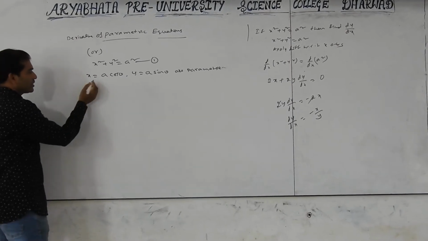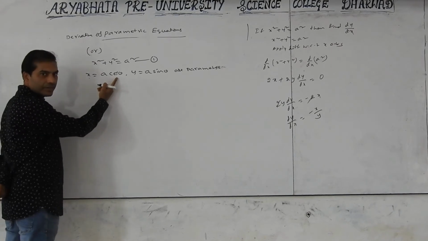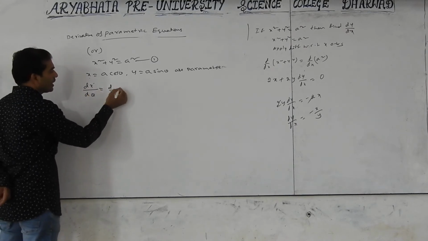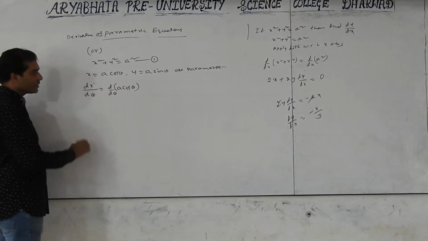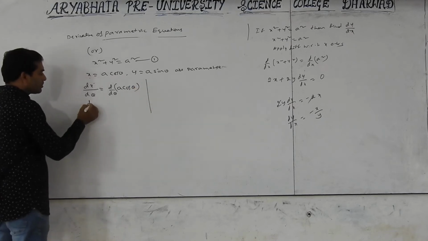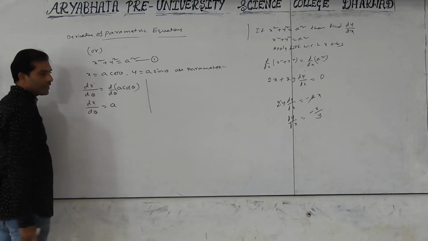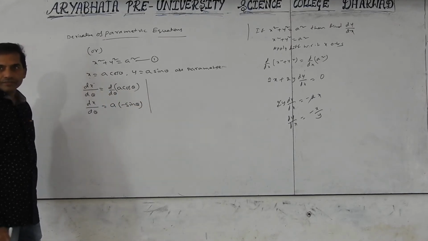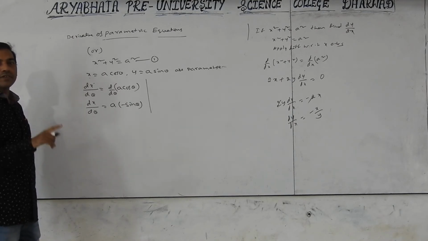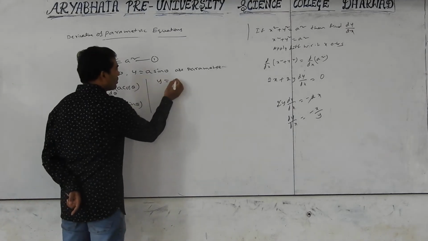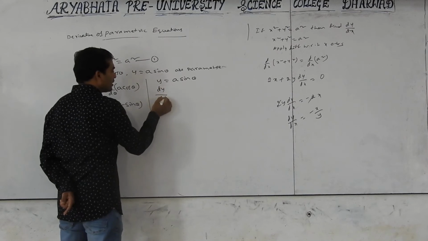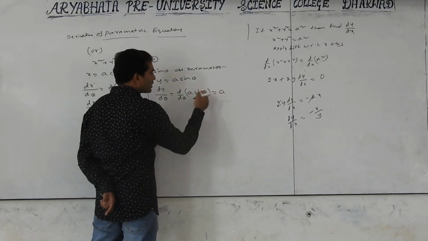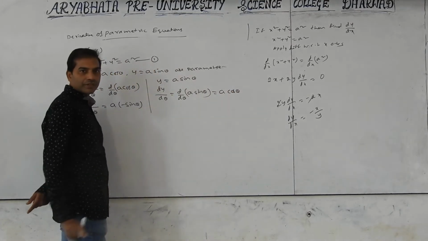Let's verify. Tell me first, x involves what variable? Theta. So we should apply differentiation with respect to theta, dx by d theta. So d by d theta of a cos theta. Understood? Now dx by d theta equals a constant, the differentiation of cos is minus sin theta, into the derivative of theta with respect to theta, which is 1. Like that, the theta derivative with respect to theta is 1. Here, y equals a sin theta. dy by d theta equals d by d theta of a sin theta, which equals a cos theta, with the theta derivative being 1.